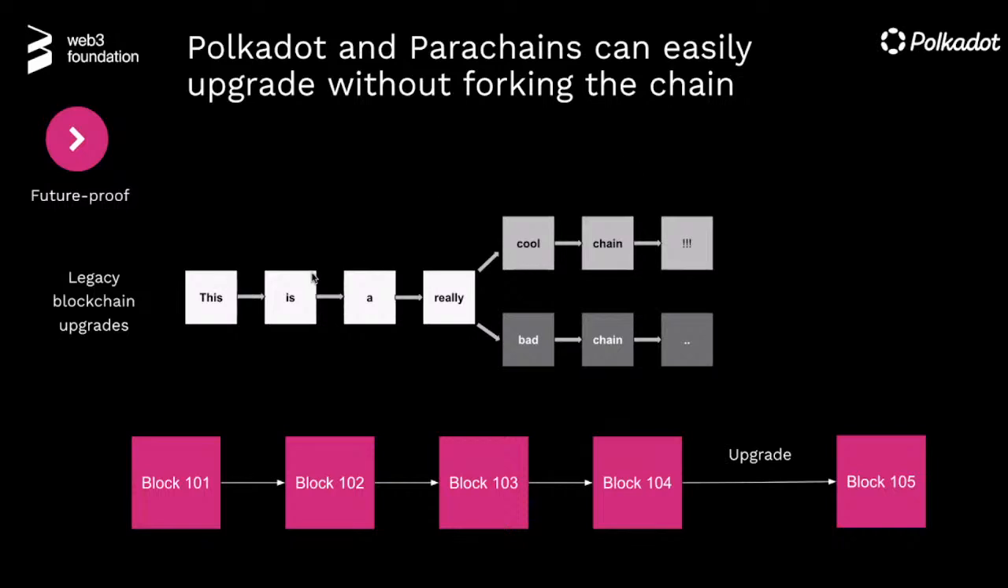So in blockchains like Bitcoin and Ethereum, if you make an upgrade somewhere here and the community is split, then there might be a few nodes that don't accept that upgrade and run the old software and create this chain. And there might be a few nodes that accept the upgrade and create this chain. So what happened here is a hard fork. The hard fork is a big problem for legacy blockchains in general.